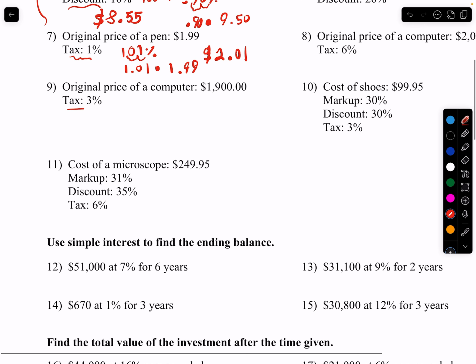Now when you get to these, try some of your other ones, but you have ones like number 11 where you have all these things happening, okay? So if you mark up 31%, that's like you're paying 1.31 times that original price, $249.95, which is what? On your calculator, you can just type 1.31 times 249.95. Get an answer. Now don't delete your answer. Just leave your answer there, and we're going to do something to that answer on the calculator.